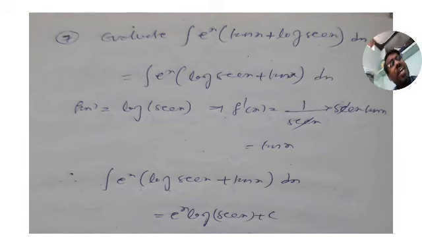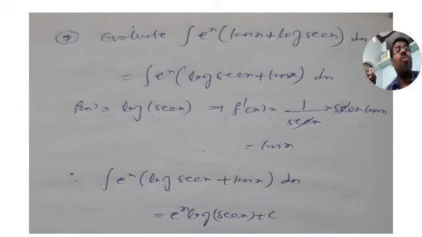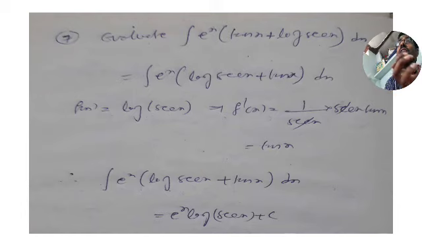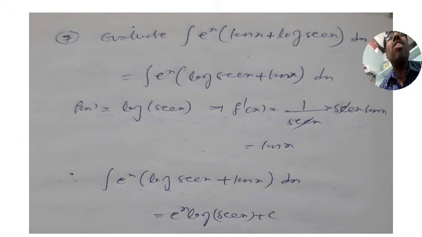You see, the derivative of tan x is sec² x. So tan x should not be f(x). The integral should be formed as integration of e^x into function plus its derivative. If you take the function as tan x, its derivative is sec² x, but here it is log sec x, not sec² x. So if you take tan x as the function, its derivative is not log of sec x. Therefore you have to take the function as log of sec x.